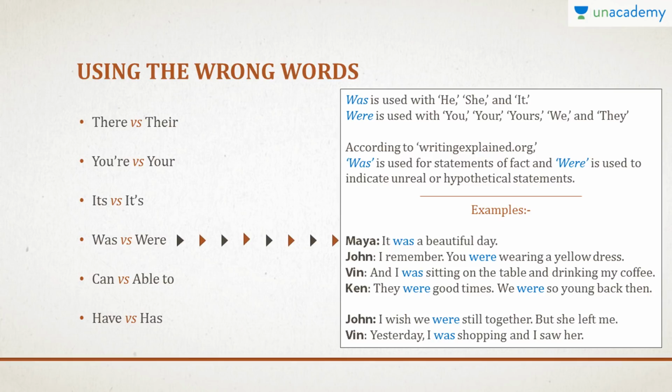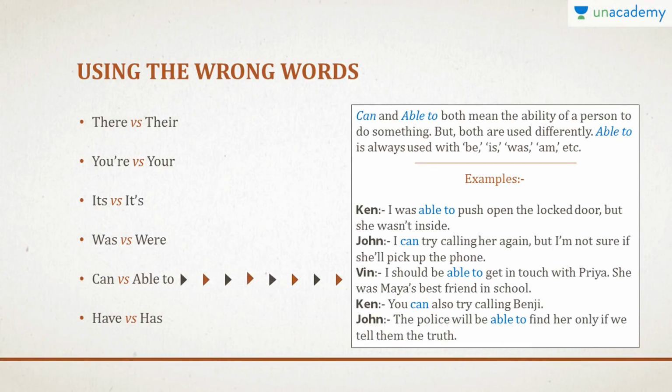Then we have can versus able to. Can and able to both mean the ability of a person to do something, but both are used differently. Able to is always used with be, is, was, am, etc. Now I have seen people use can and able to together, but that's wrong. You should never ever use the sentence I can able to do this or I can able to go to the shop. When speaking or writing, if you say that, it means you're telling the other person I can do this or I'm able to do this, which doesn't sound right.